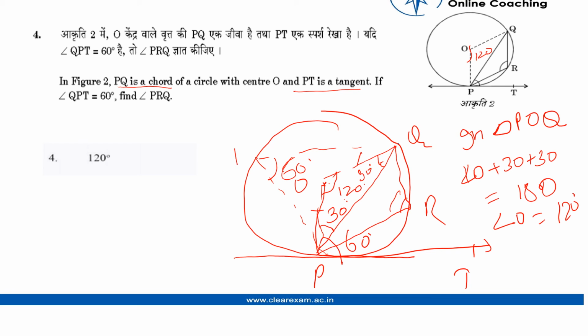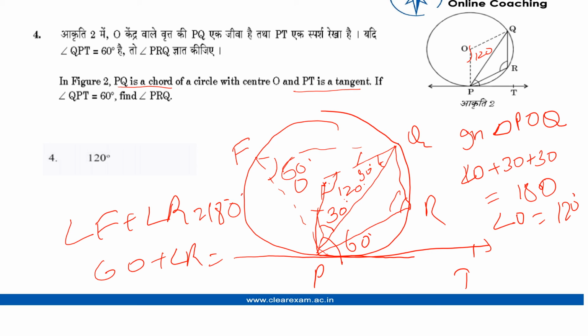Now suppose this is our F, and this is a cyclic quadrilateral on a circle. So angle F plus angle R is equal to 180 degrees. So angle F is 60, plus angle R is equal to 180 degrees. So angle R will be 120 degrees. This is our required angle.